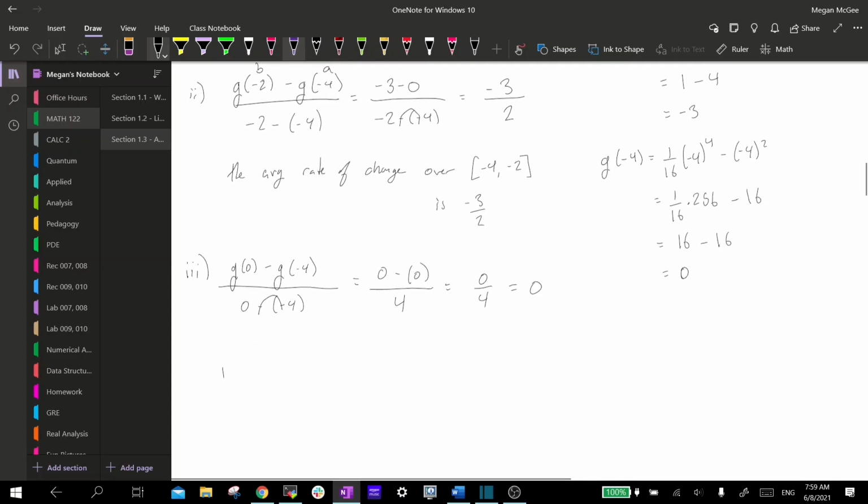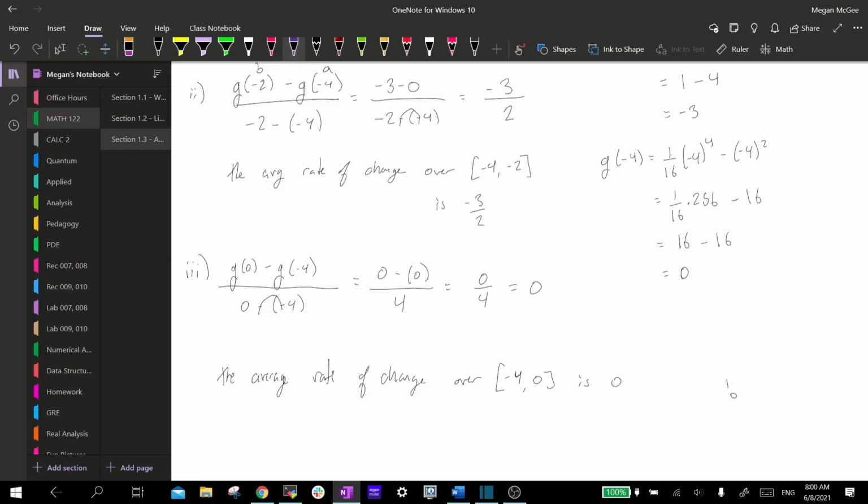Alright, so the average rate of change, let's see, over the interval negative 4 to 0 is 0. And what that means, it was either constant and didn't change at all, or it went down the exact same amount it went back up between negative 4 and 0. And so it averaged out to be no change at all.